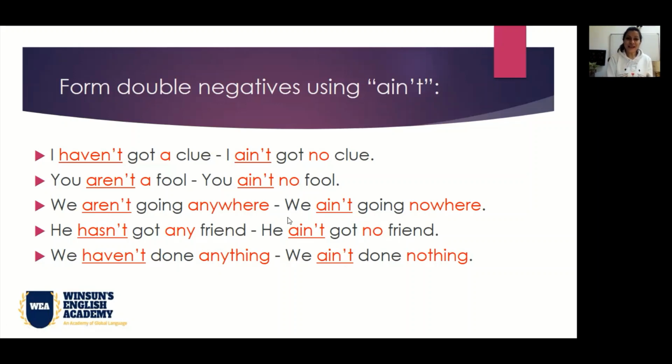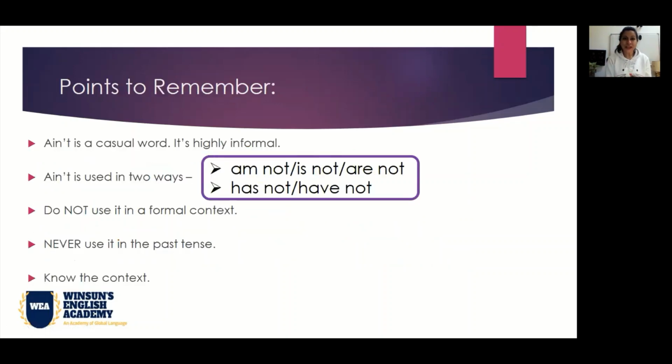So if you see here, the third one, we aren't going anywhere, we ain't going nowhere. Okay, now, points to remember. Ain't is a casual word. It's highly informal. Do not use it in formal writings. Do not use it while speaking in a formal setup or formal situation.